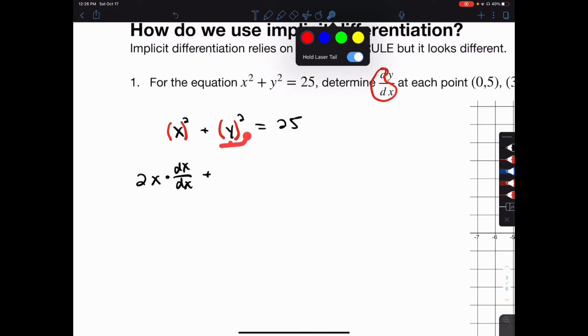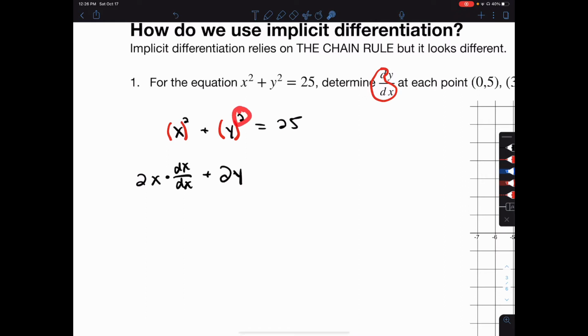So this is y squared. If we use the chain rule, derivative of the outside, we put the 2 in front. The inside stays the same. Subtract 1 from the exponent. 2 minus 1 is 1. Then we multiply it by the derivative of the inside. Since we don't know what y is, we say dy over dx. Then over here, the derivative of 25 is 0. Technically, if you wanted to, you could say times the derivative of 25 with respect to x.